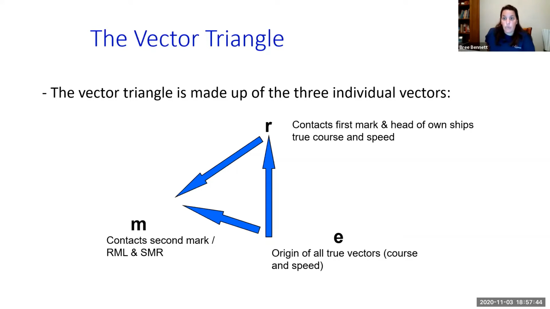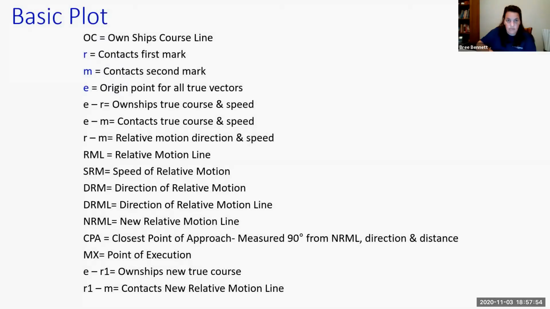R to M is relative motion. Okay. Just for my own benefit, when you say relative motion, you mean the relative motion of that other ship and the direction, the bearing it's going, giving us that relative motion line. Yes. So let's go back real quick to this one.